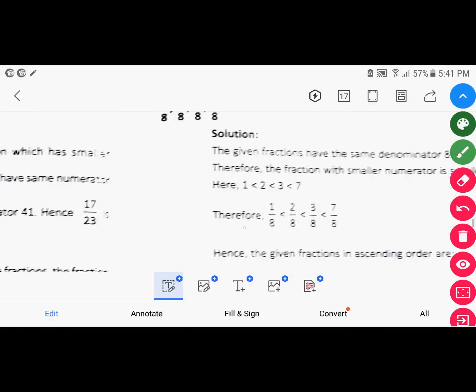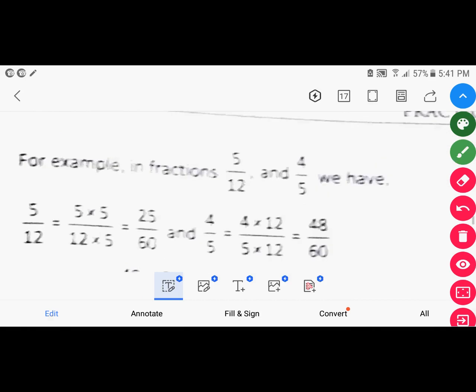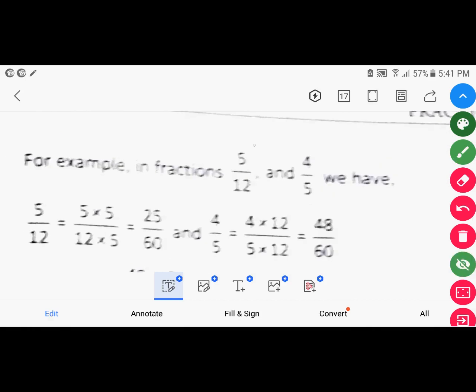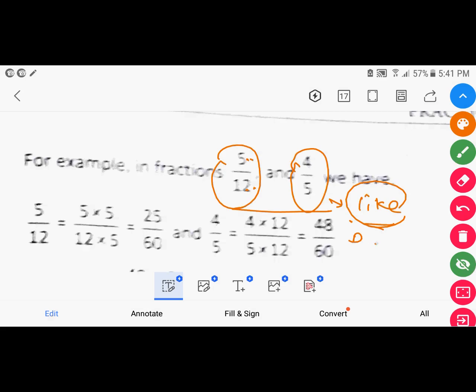Now see, for the example, here they had given one example, 5 by 12 and 4 by 5. Here numerator and denominator both are different for both the fractions. Now how can you compare? So you have to multiply the numerator and denominator of this fraction and of this fraction, to make them like. So to convert them into like fractions, we have to make their denominators common. Now the common number for 12 and 5 is 60.